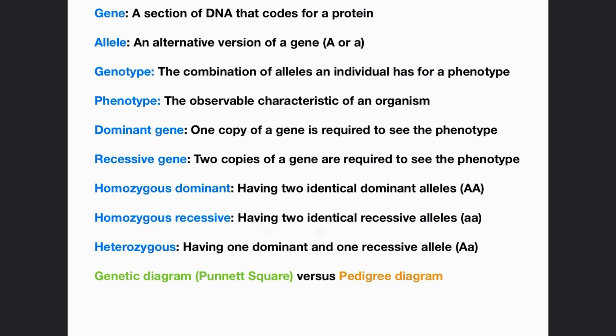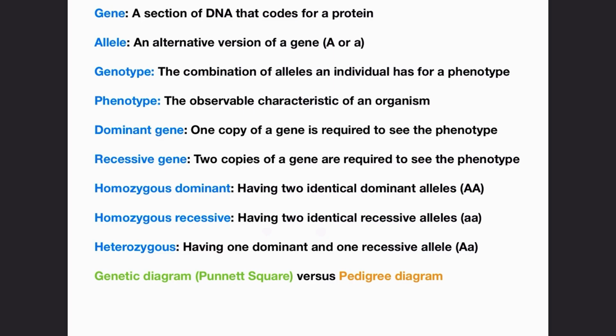So before I start, here is a list of definitions that I want you guys to understand and also memorize, because sometimes these come up as part of the question in the exam. They ask you, what is the definition of a gene? What is the definition of an allele? And so on. So please memorize all of these, and we're going to be using this example throughout this video.